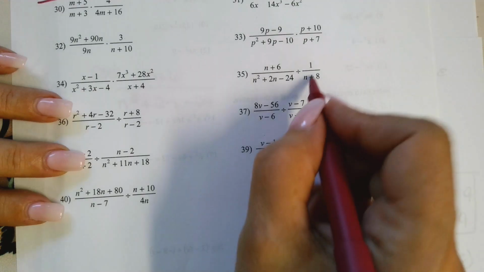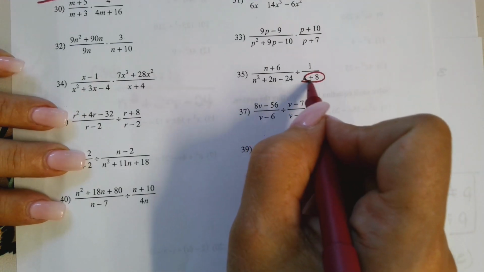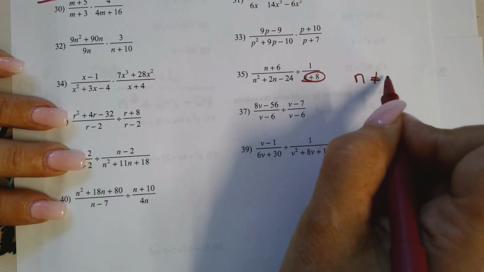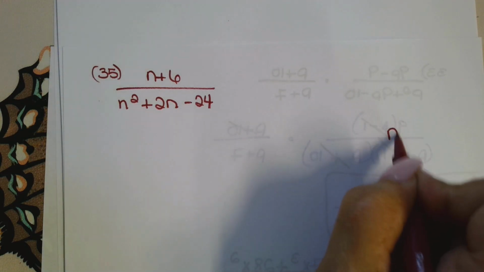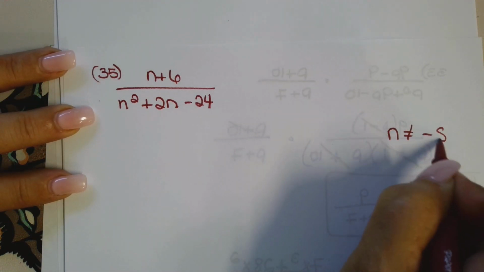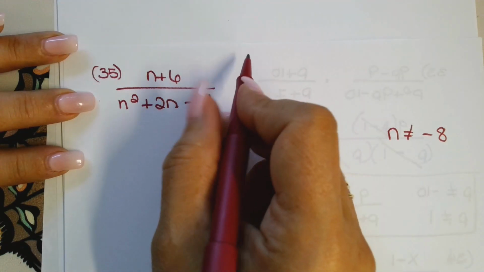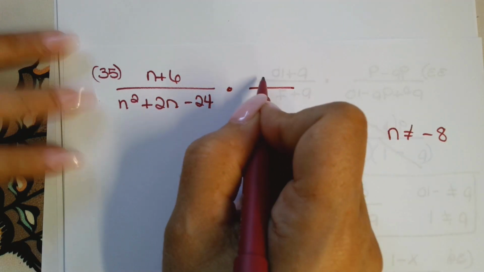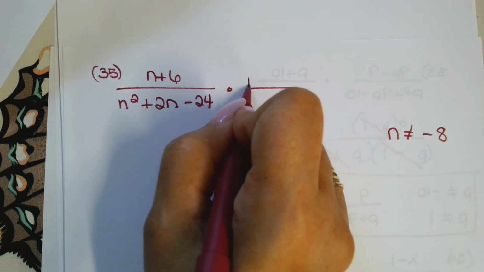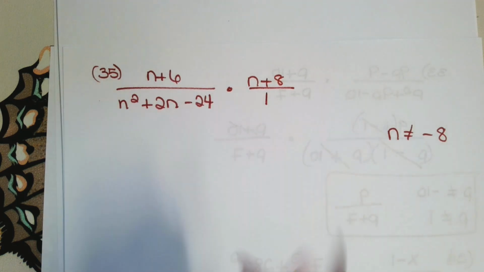Take a look at 35. Normally, we would look at this and say n cannot be negative 8, and that is an exclusion, so I'm going to put that there. But again, on the test, you don't have to worry. I'm going to go ahead and flip this. This is going to be n plus 8 over 1.